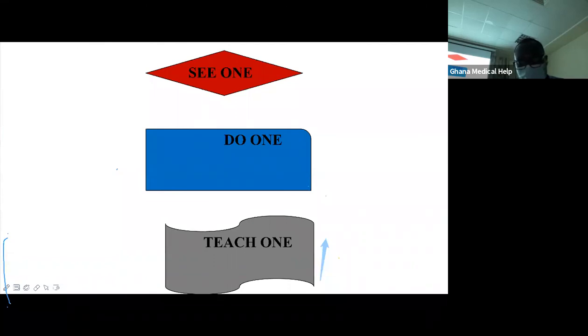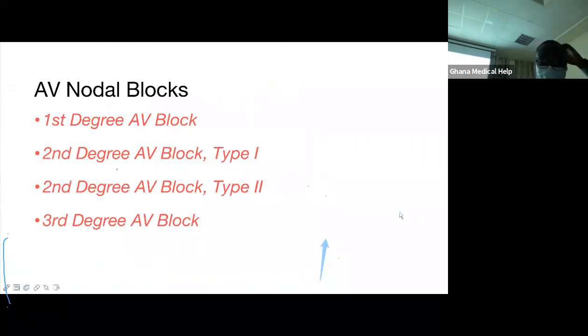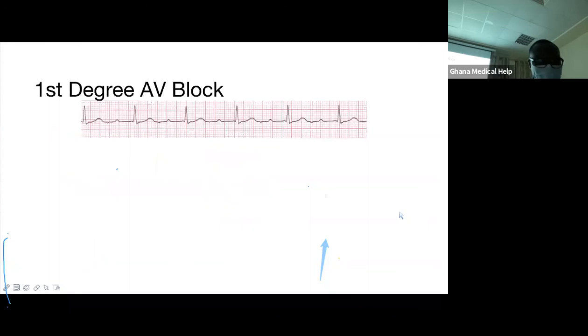Okay, so move to the nodal blocks, the last part of it. So we have the first degree, second degree, and third degree, or complete block. That's third degree. In second degree, we have Mobitz type 1 and Mobitz type 2. We'll be quick about this one so that we can finish up. I've been talking for more than 2 hours.